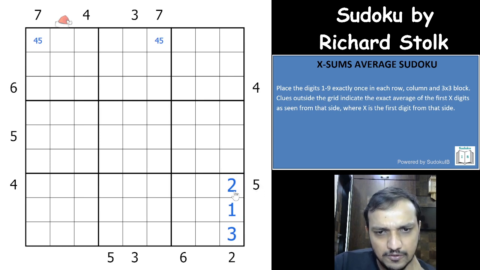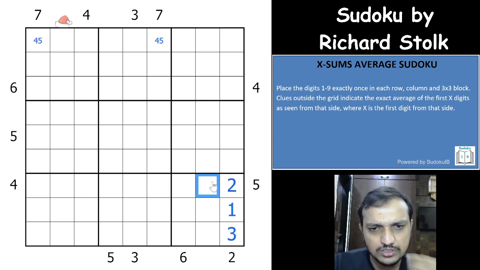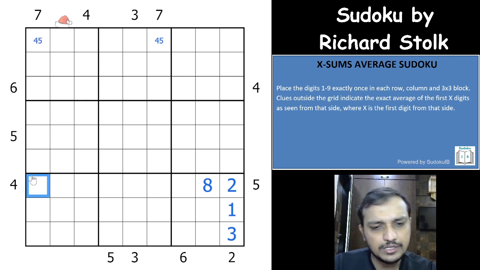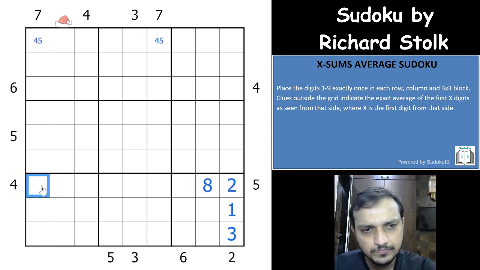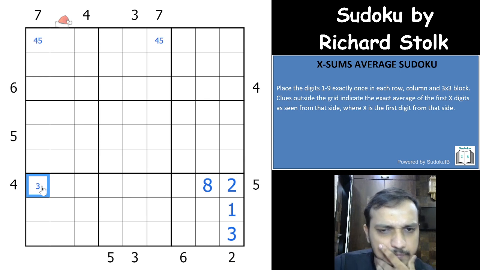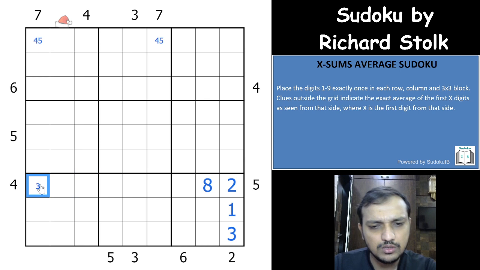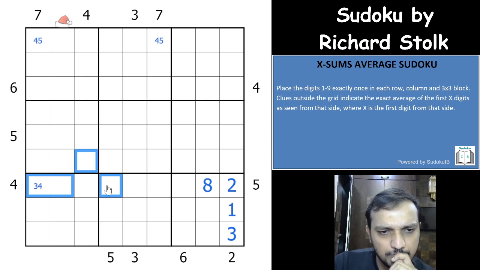So for the 5, sum would have to be 10 for first 2 digits. This would have to be 8. So we have done with the 5, we have done with the 2. For the 4, it cannot be 1, it cannot be 2. If it is a 3 here, sum of first 3 digits would have to be 12. If it is a 4, sum of first 4 digits would have to be 16.